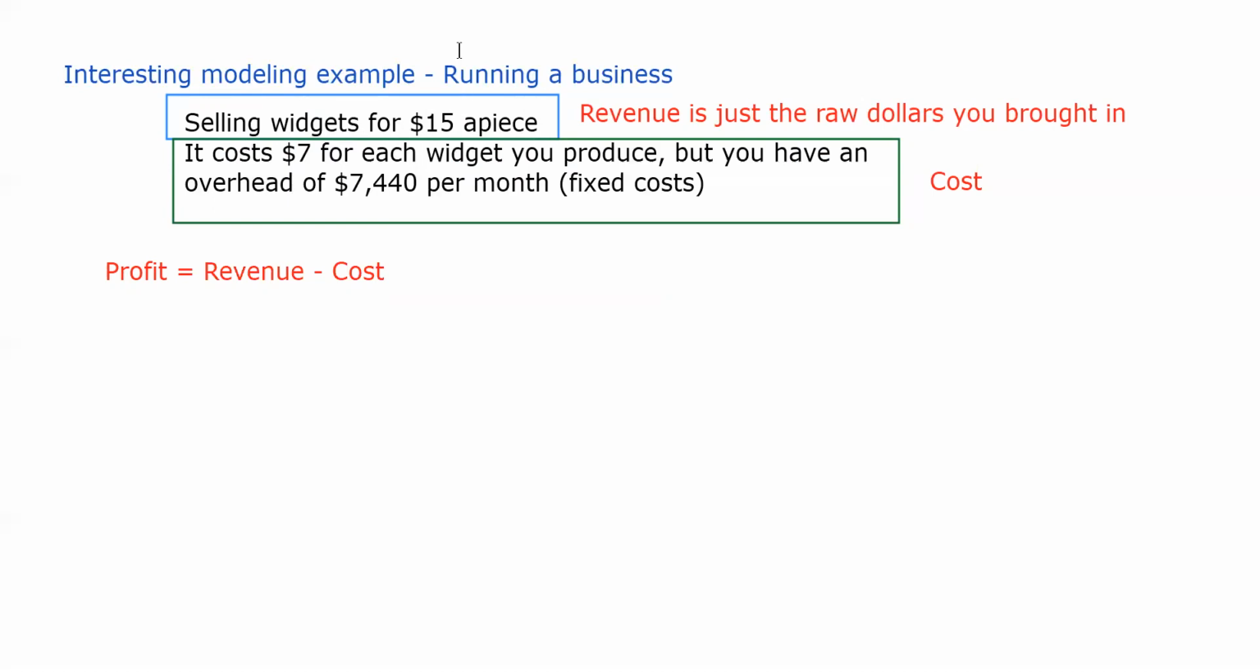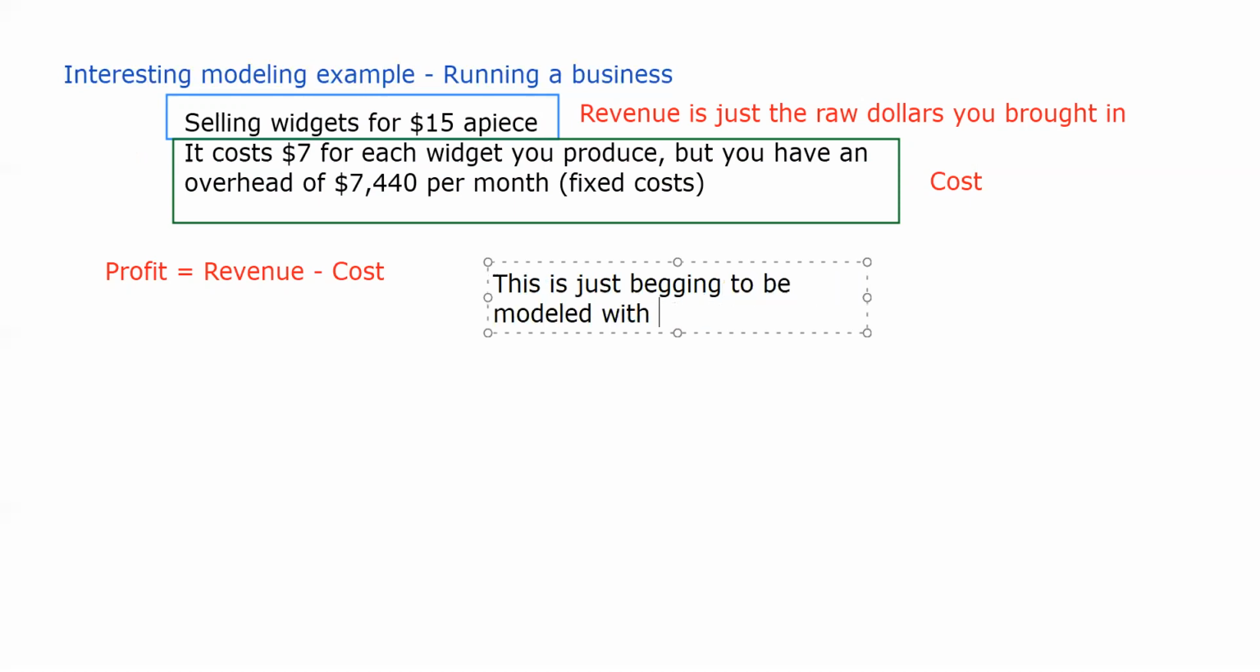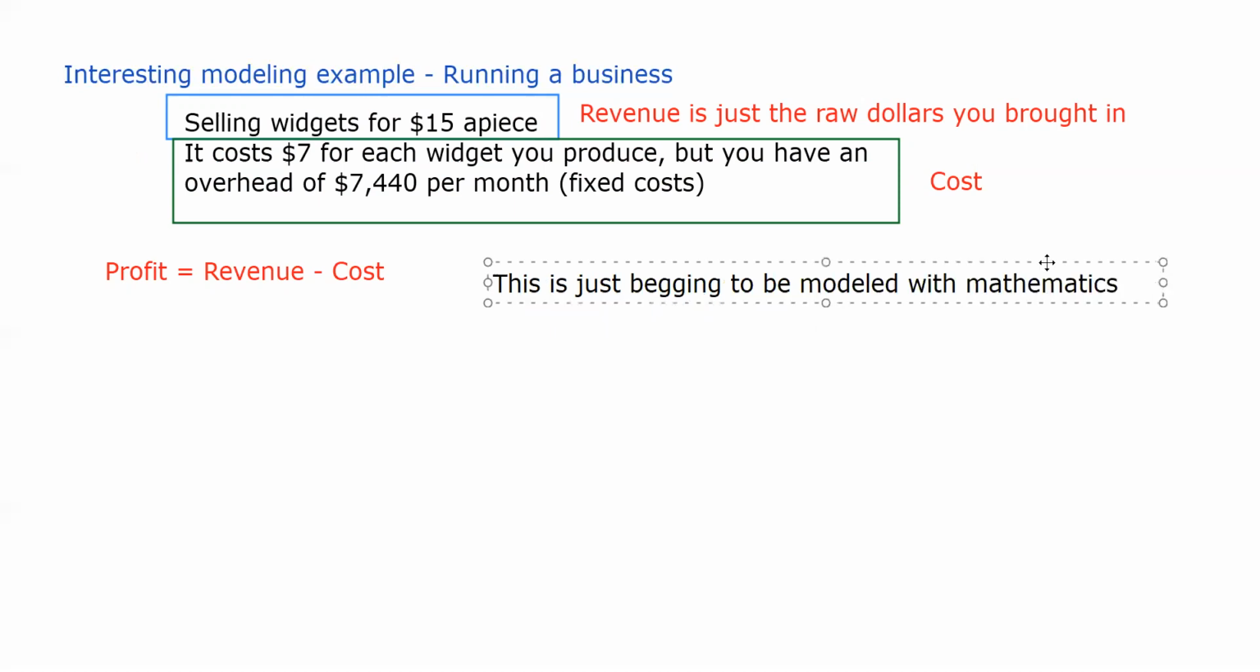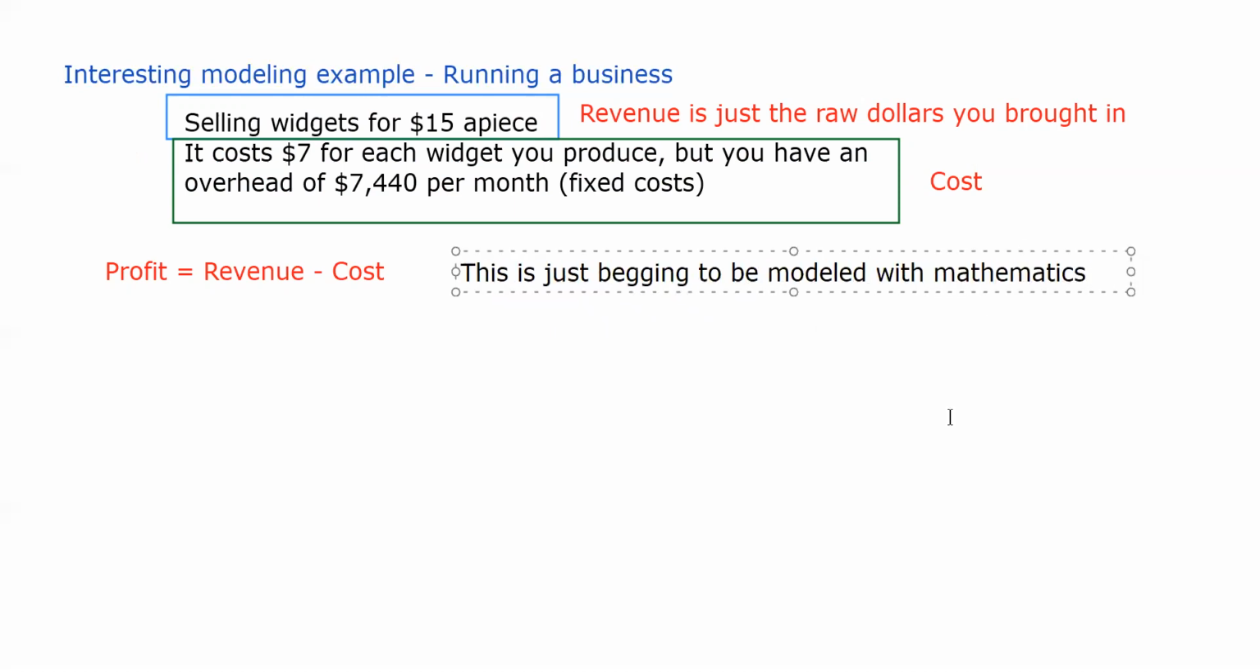Well, what we want to do is we want to model these things. This is just begging to be modeled with mathematics. It just is. I mean, you're talking about numbers. Numbers and math go hand in hand, right? So what we're going to do is we're going to set up 3 functions. We're going to set up your revenue function, and I'm going to call it R, and I'm actually going to say R of X.